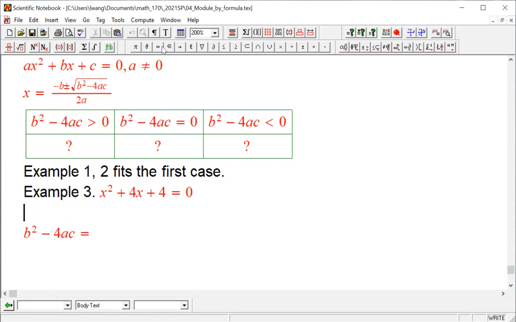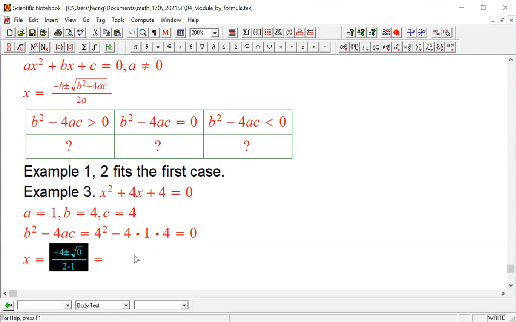In this particular case, our a is equal to 1, b is 4, c is 4. So when we assess b squared minus 4ac, we have 4 squared minus 4 times 1 times 4, and we end up with a 0. Okay, and in the quadratic formula, what happens? If b squared minus 4ac is 0, well, b is 4 here, a is 1, and this piece is 0, right, in this case.